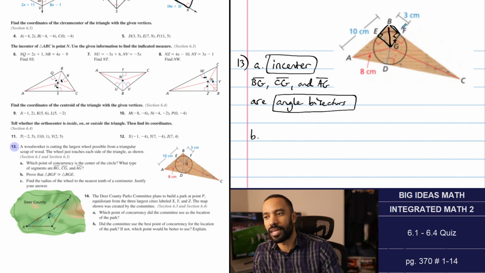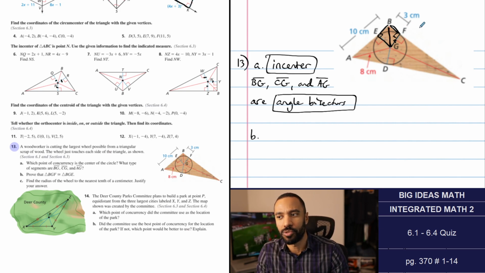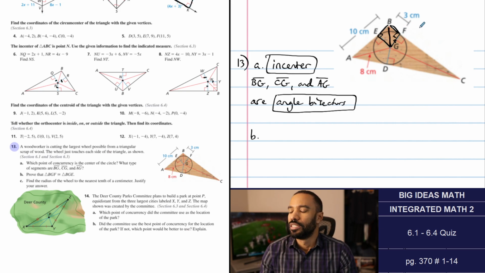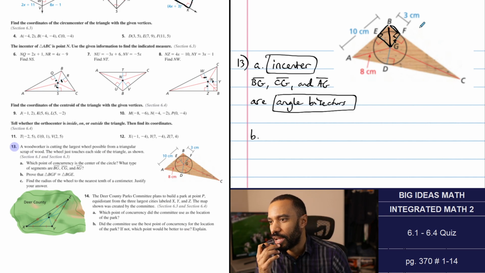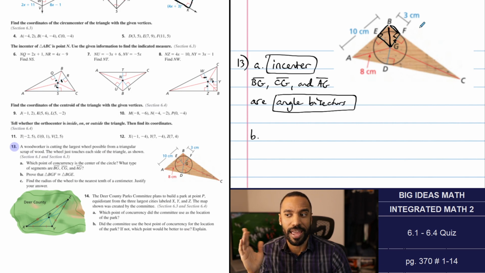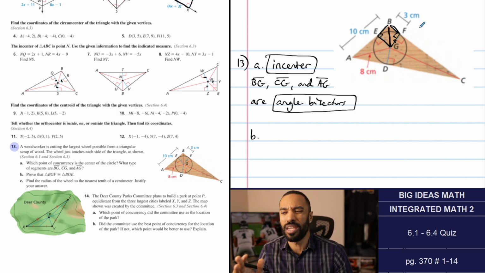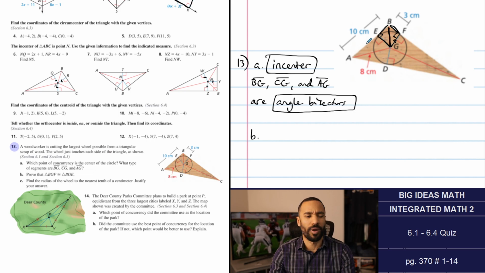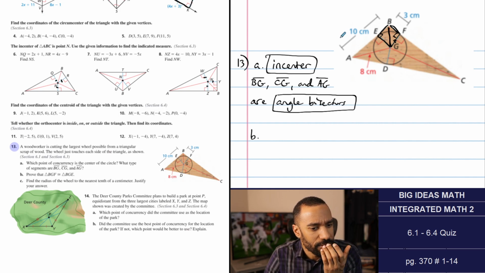Wait, we can't, wait. Are we allowed to use that? Are we allowed to use in-center knowledge? I think so. Not so much in-center knowledge, but angle bisector theorem. Oh, yeah, angle bisector theorem knowledge. Totally. Wait. What stuff are we allowed to use?